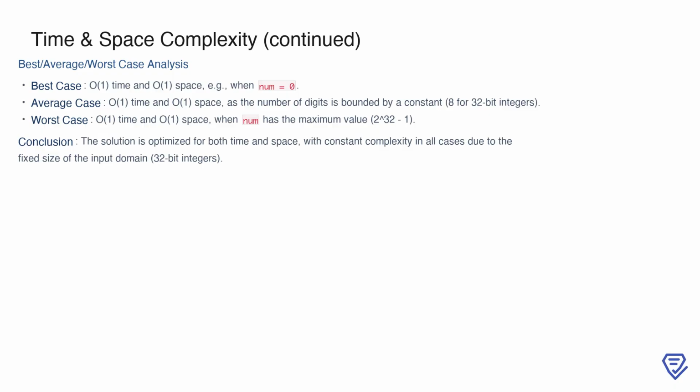Even in the worst case, when the number is the maximum possible value, 2 to the power of 32 minus 1, the algorithm performs a fixed number of operations, making the time and space complexities O(1). In conclusion, the solution is highly optimized for both time and space, with constant complexity in all scenarios due to the limited size of the input domain.